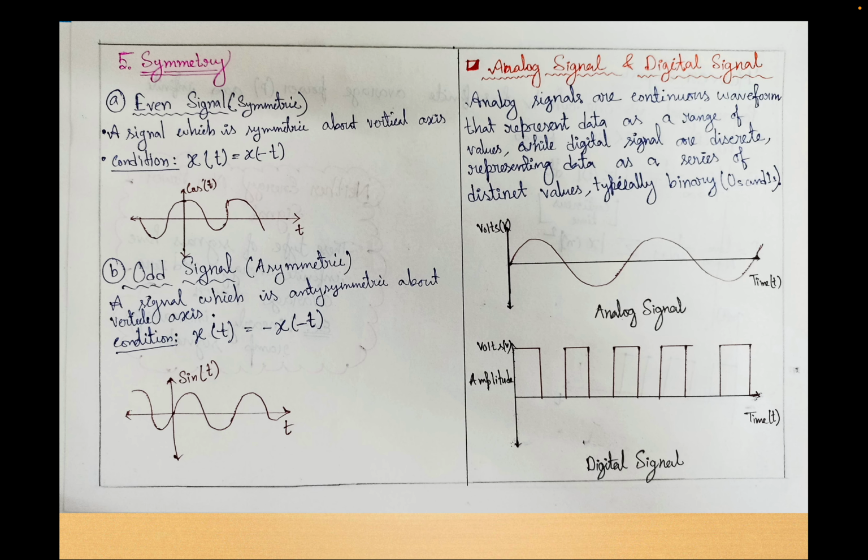Now further, I have discussed two more types of signals, and that is analog signal and digital signal. Analog signals are continuous waveforms that represent data as a range of values, while digital signals are discrete, representing data as a series of distinct values, typically binary 0 and 1. So you can see the graph and clearly differentiate between the analog signal and the digital signal.